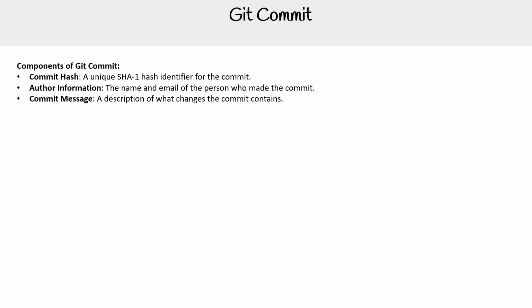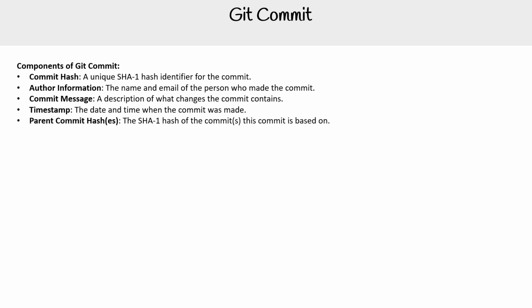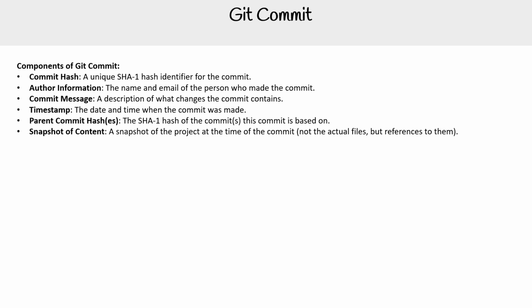You have the commit message. This is the description of the commit. We're going to be spending a lot of time on this when making commits because you want to write good commit messages. You have a timestamp, so this is the date and time when the commit was made. You have the parent commit hash. This is a SHA-1 hash of the commit this commit is based on. I don't really understand that because I've never had to bother with the parent one, but it is something that's in there. And the snapshot of the content, a snapshot of the project at the time of the commit, not the actual files, but references to them and the changes that are occurring.